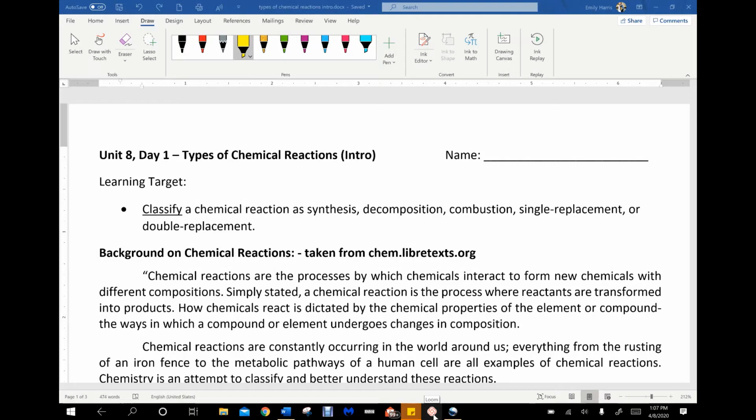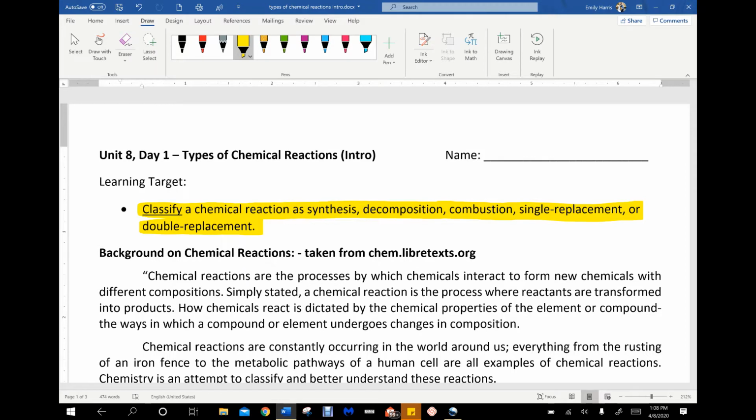So today's lesson is on identifying the different types of chemical reactions. And our goal is, at the end of this lesson, we should be able to classify a chemical reaction as either synthesis, decomposition, combustion, single replacement, or double replacement. And so these 5 types of reactions have certain characteristics or patterns that they follow every single time.